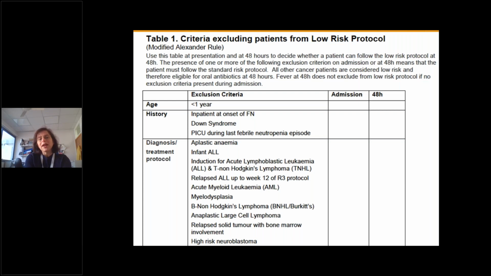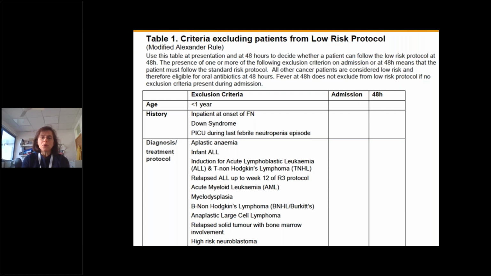Then the diagnosis and treatment protocol, this is where we are always happy to advise. Aplastic anemia patients are our highest risk patients, essentially because they have a really prolonged duration of neutropenia, which can last months while they are waiting for a bone marrow transplant. Infant ALL, as I said, is a very aggressive disease, and the risk of infection is incredibly high. Patients in induction for ALL or non-Hodgkin lymphoma, relapsed ALL and AML are the patients who could potentially have a very serious and rapid infection.